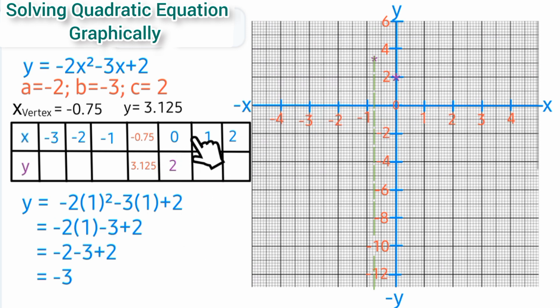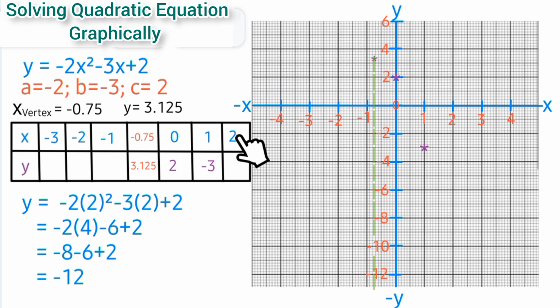When x value is 1, we have minus 2 times 1 raised to power 2 minus 3 times 1 plus 2. 1 squared gives 1, minus 3 times 1 gives minus 3, plus 2. Minus 2 times 1 gives minus 2, minus 3 plus 2. Minus 2 minus 3 plus 2 gives minus 3. So when x value is 1, y is minus 3.